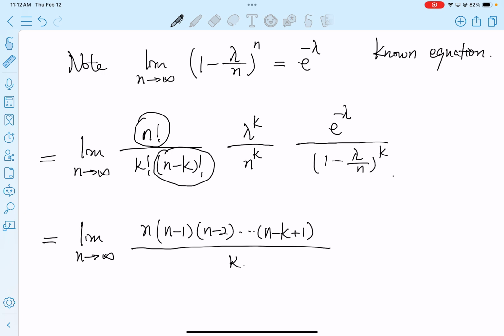In the denominator we'll have k factorial. The thing that I circled on the top and the denominator will be cancelled out, leaving only the numerator on the second one. We will have the following subsequent terms remain the same.